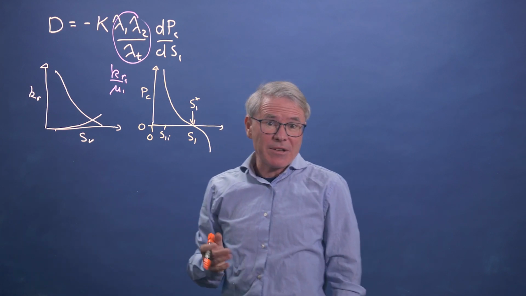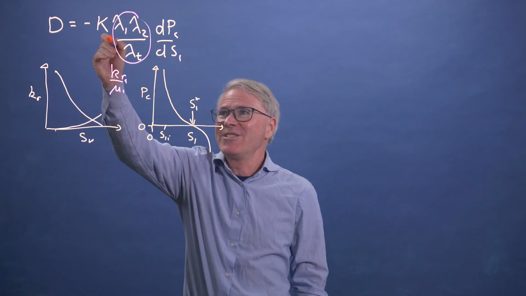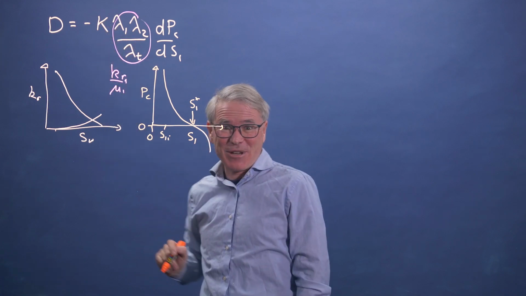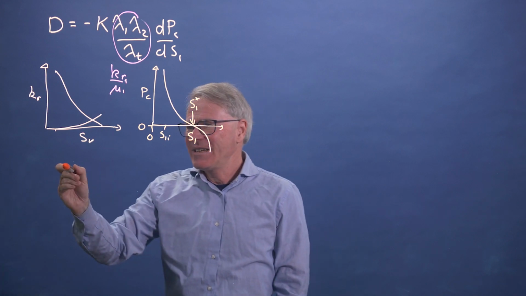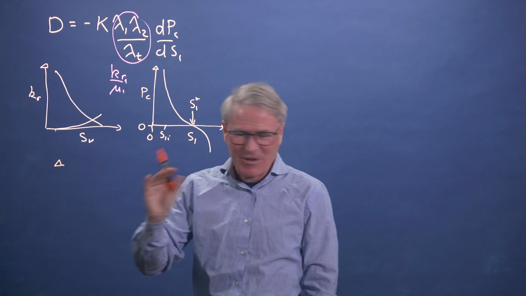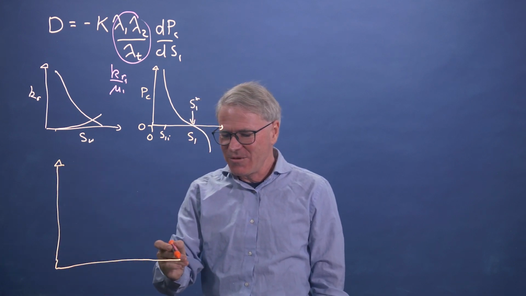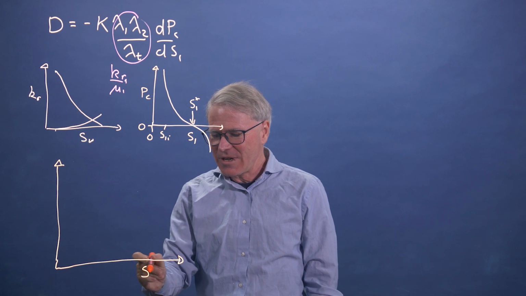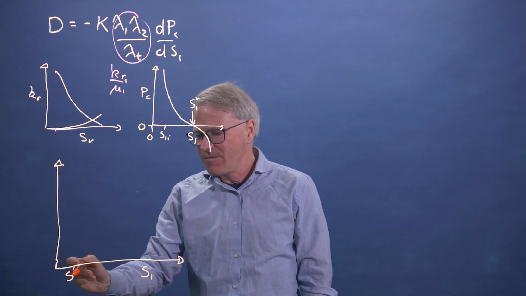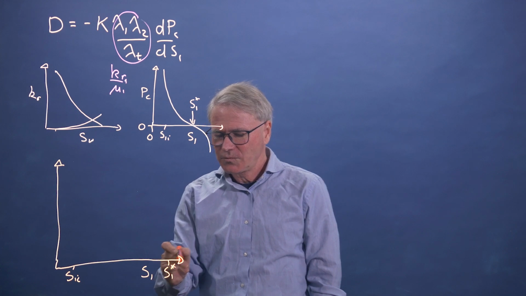So let's now think about D. Obviously D does have dimensions of meters squared per second. Right, K has dimensions of meters squared. We've already looked at typical values of that in a previous video, so I'm not going to go through that in terms of orders of magnitude. I'm just going to go through what it might look like. Here's your saturation. This is your initial value. This is your S1 star.